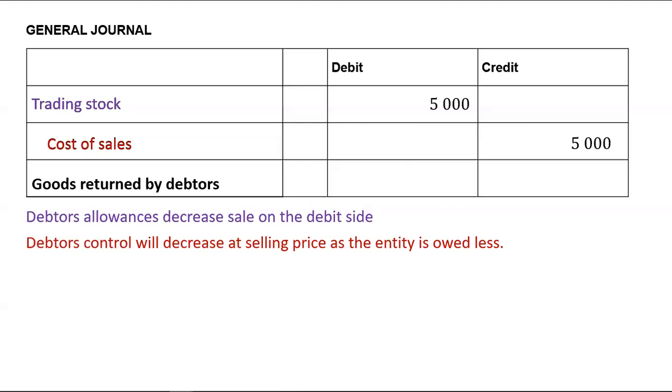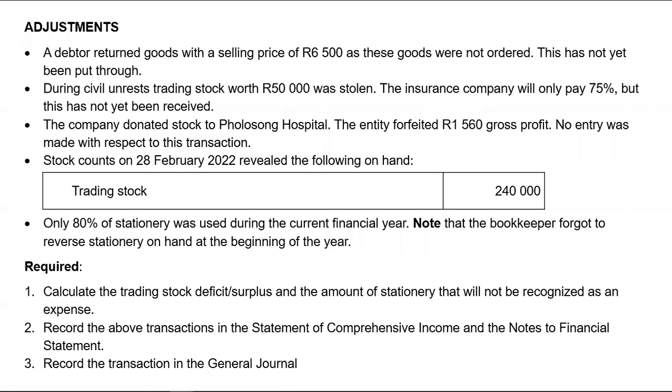Let's move to the next adjustment. In the next adjustments, they say during civil unrest, trading stock worth 50,000 was stolen. The insurance company will only pay 75%, but this has not yet been received. So we lost trading stock worth 50,000. So that 50,000 will be subtracted from the trading stock amount we have in the trial balance. Our actual loss will be that 50,000 times 25%, because we are going to receive only 75%.